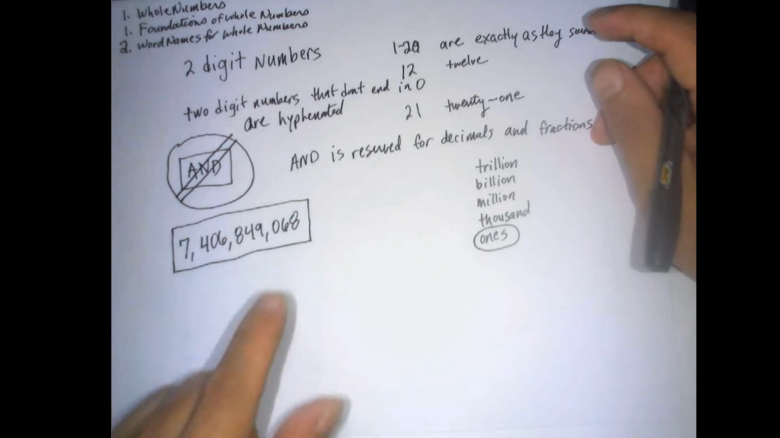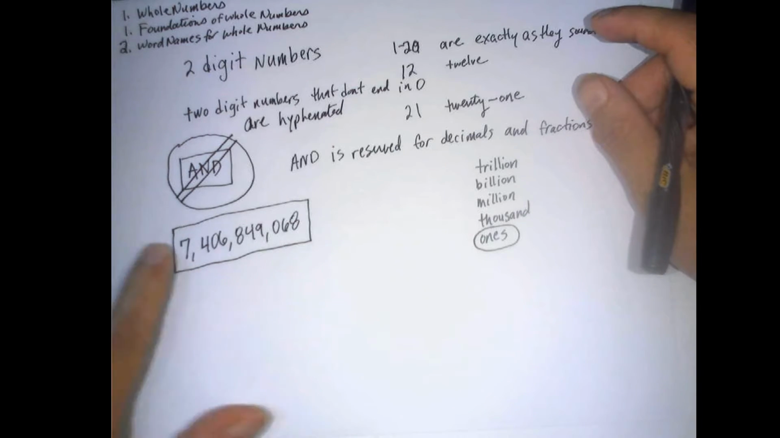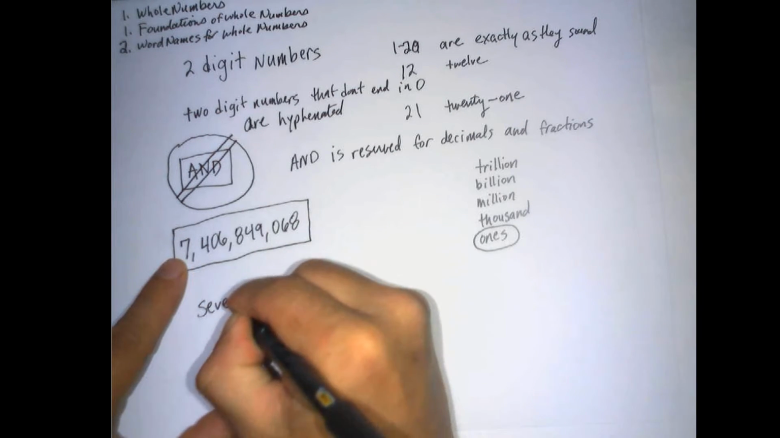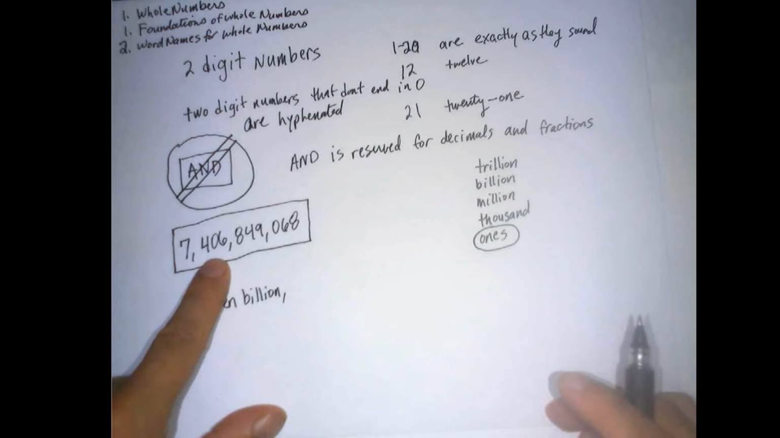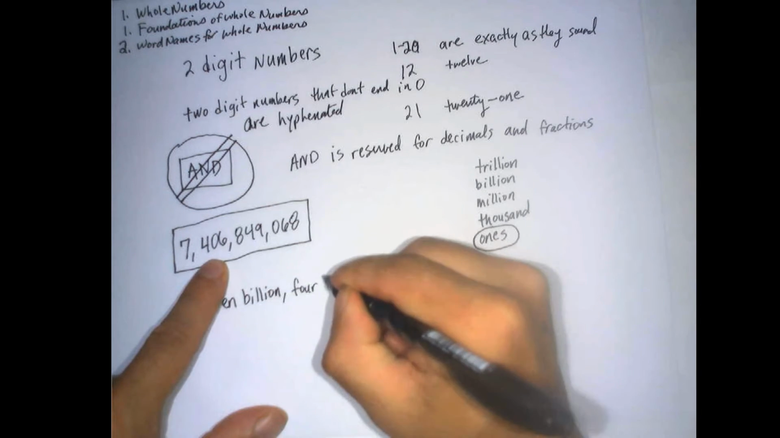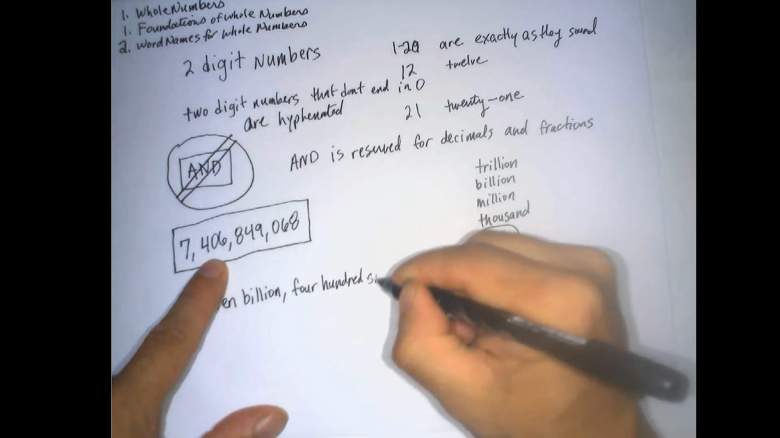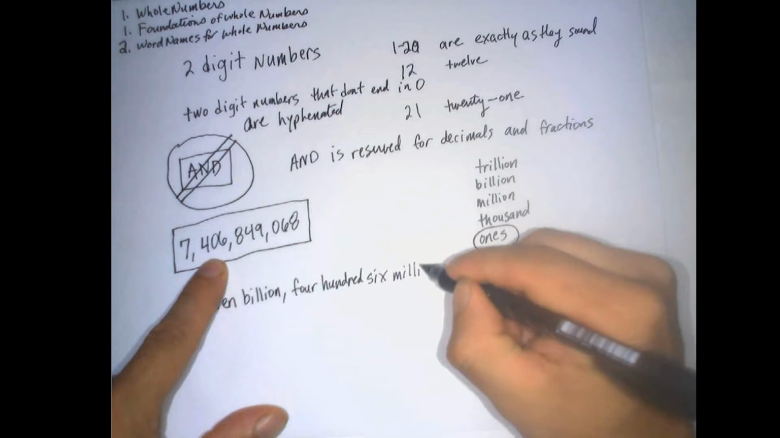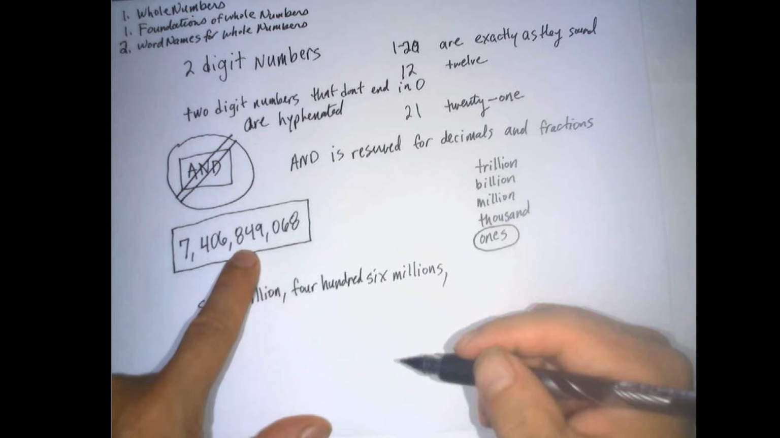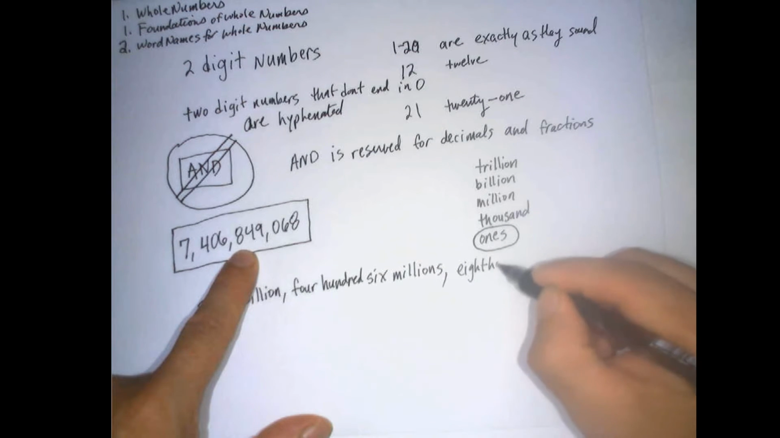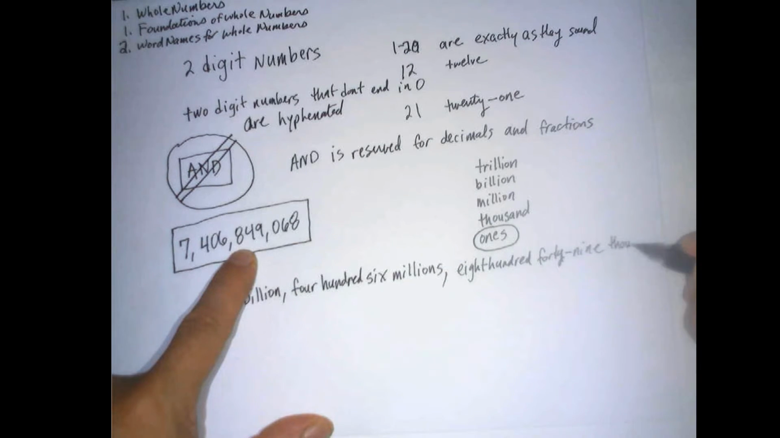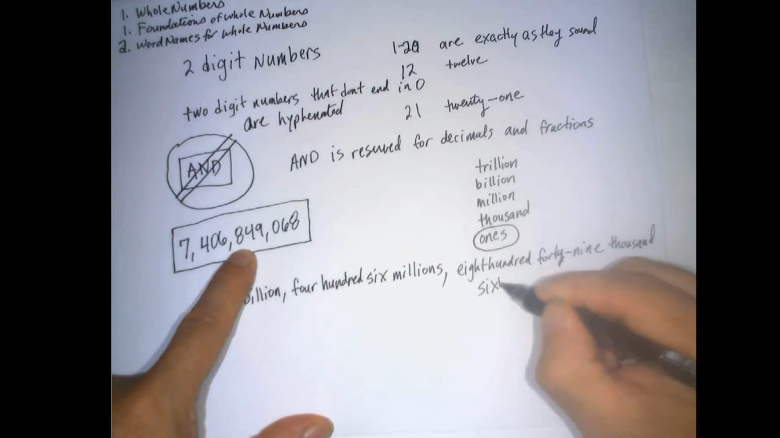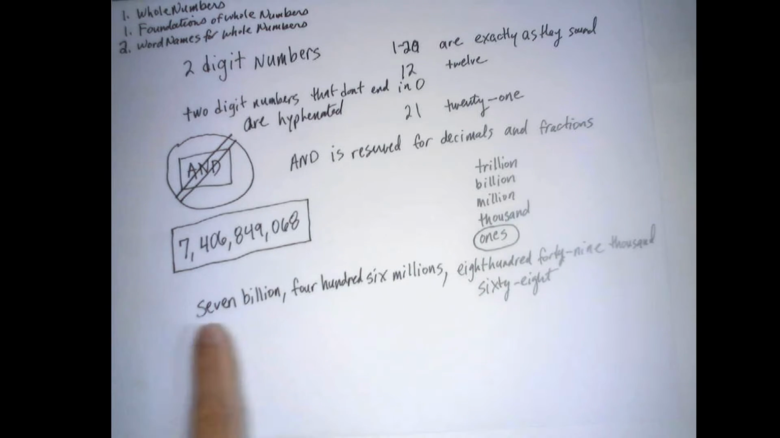So first we need to find the biggest period. So we got ones, thousands, millions, billions. So we start with seven billion, and we put the comma in the exact same place that it is in the number. Seven billion. Then we name the number in the period, four hundred six, and then the period name, million, comma, eight hundred forty-nine thousand, sixty-eight. So this is that number in word form.